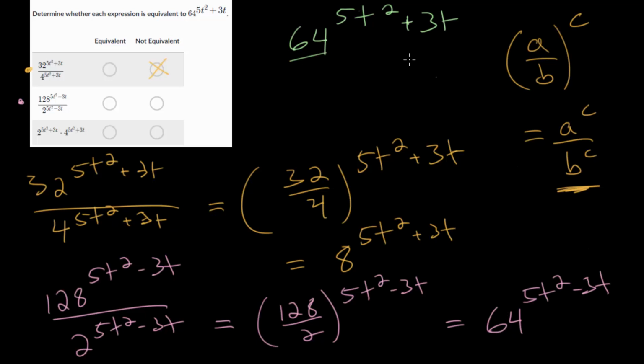And you can see that this is not correct either because of the sign. It should be plus 3t, not minus 3t. So that second one is not equivalent. And so we just need to check this third one. So let's make a little bit of space and we can work on that.